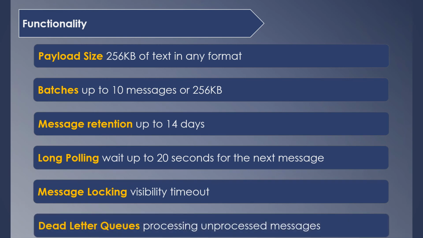Dead letter queue helps in processing the messages which are not processed successfully by a receiver or consumer. It receives messages after a maximum number of processing attempts cannot be completed.